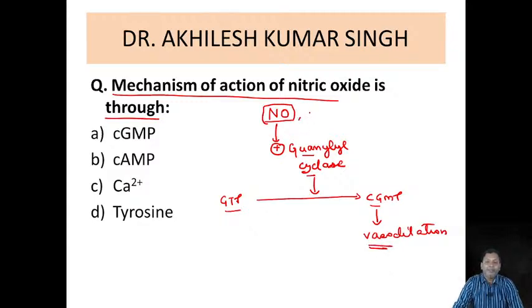One hormone which acts in the same way is the atrial natriuretic peptide. Remember about ANP also. ANP will also stimulate guanylyl cyclase, leading to formation of cyclic GMP and vasodilation. So the answer here is cyclic GMP, option A.